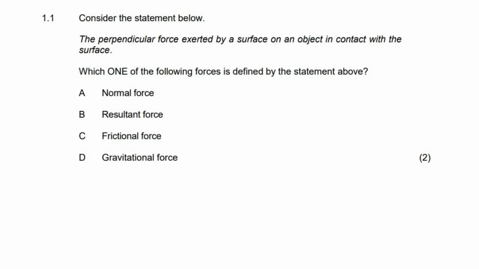This one says, consider the statement below. The perpendicular force exerted by a surface on an object in contact, and then it says which one of the following is defined by the statement above.